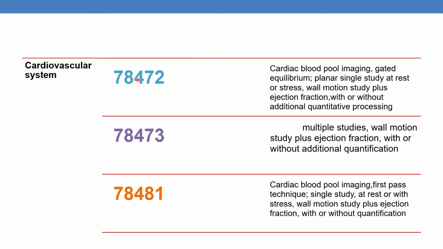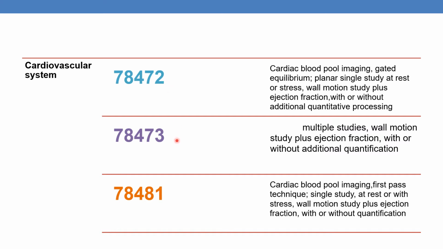The next CPT is 78472. It deals with cardiac blood pool imaging, gated equilibrium, planar single study at rest or stress, wall motion study plus ejection fraction with or without additional quantitative processing. Cardiac blood pool imaging, gated equilibrium, planar single study at rest or stress is given by 78472.